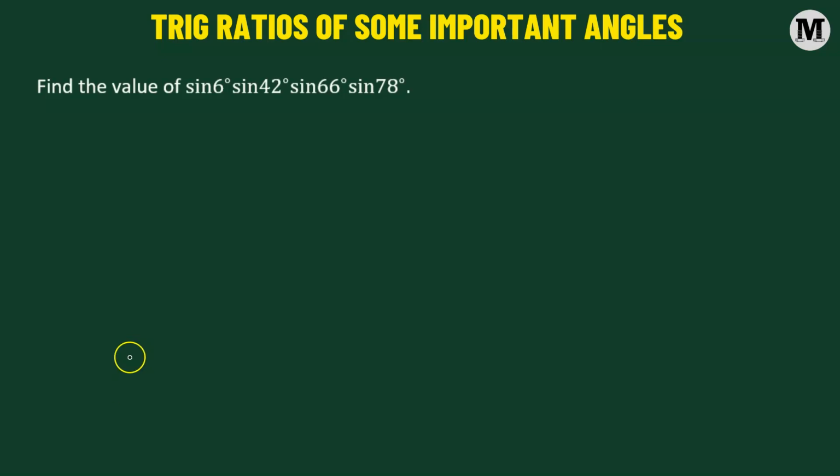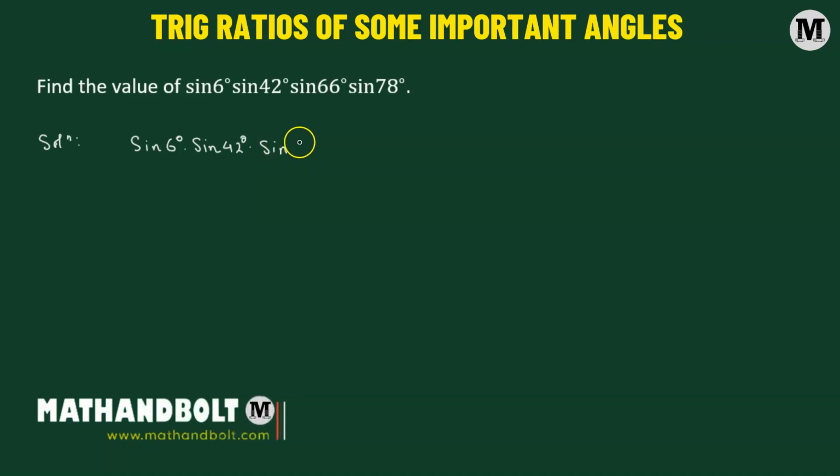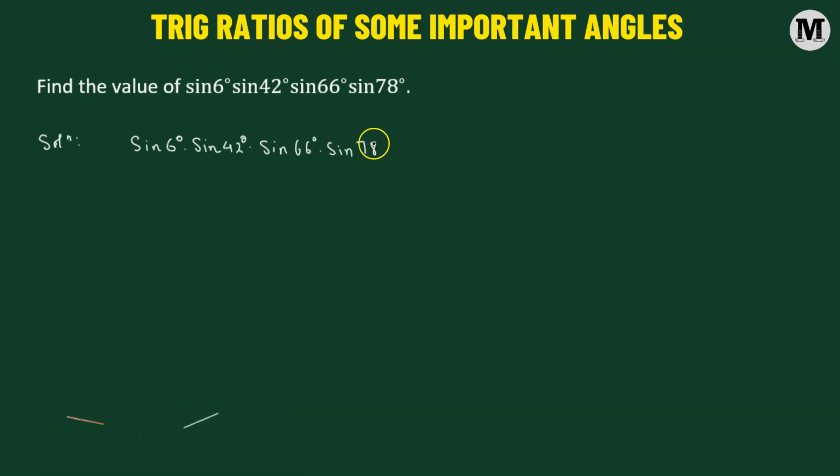We need to find out the value of the given trig expression. Let us begin. So here we have sine 6 degrees multiplied by sine 42 degrees multiplied by sine 66 degrees times sine 78 degrees. So here what we'll do, we'll take two sine functions at a time.